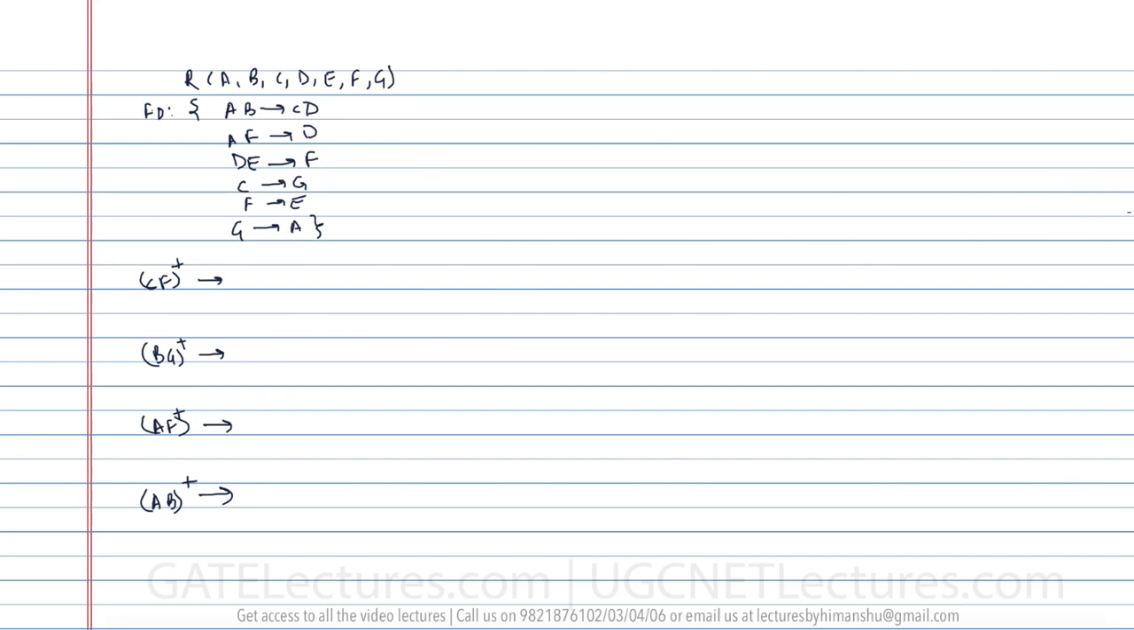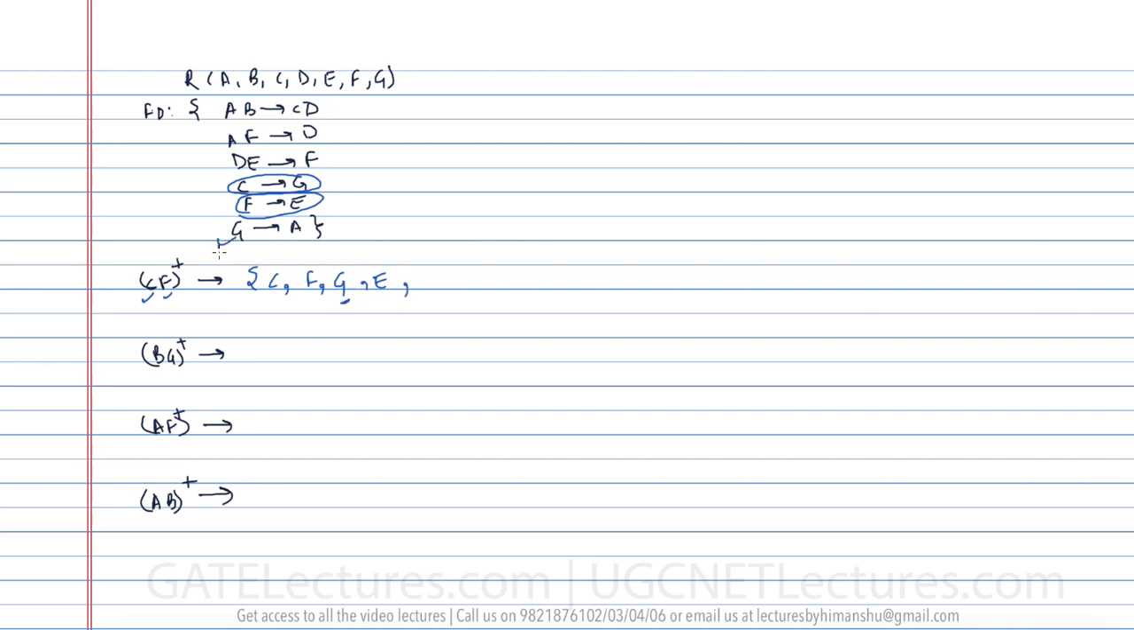It is CF closure. So you can see here we have C and F. With the help of C I can determine C itself. With the help of F I can determine F itself. Now you check the functional dependencies. With the help of C I can determine G, so we write G here. With the help of F I can determine E, so we'll write E here.